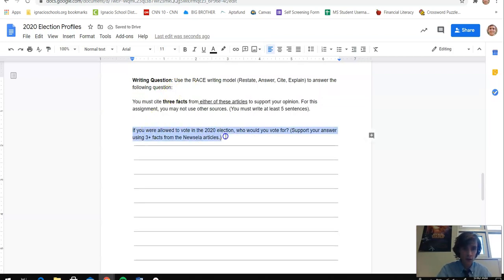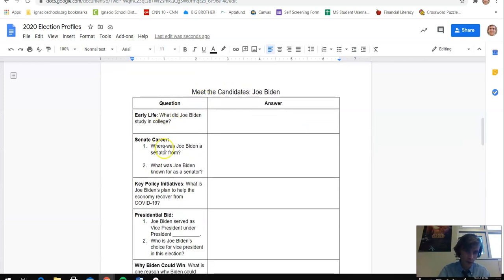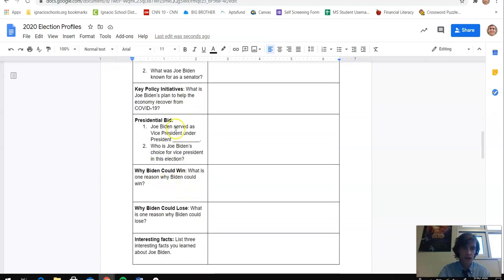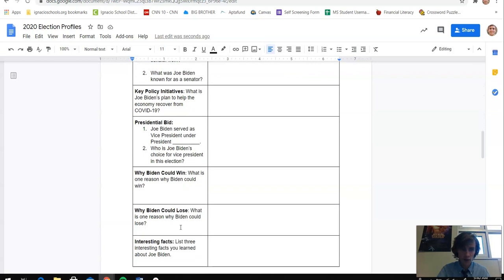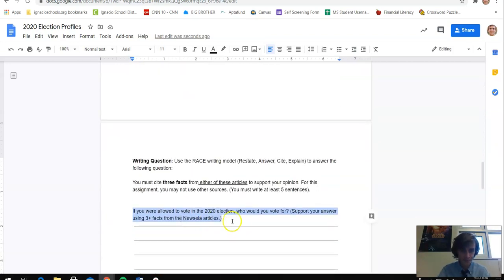So if you were allowed to vote in the 2020 election, who would you vote for? Based on these 2 articles. Support your answer using 3 or more facts from the Newsela, and you have to write at least 5 sentences. So restate the question. So if I were allowed to vote, I would vote for blank. And then you would need to list your reasons of why you support that candidate using the facts from the articles. So think about their early life, their career, their plans, who they served under, potentially what they've done in their first term, and interesting facts of why you like them. So 3 reasons why you support them that are from the articles, and then write a conclusion sentence.